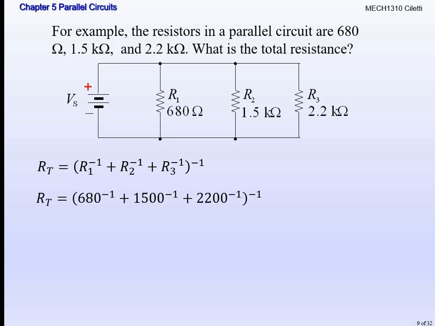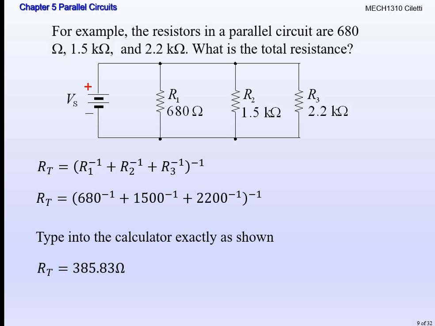So now we're going to substitute in the values of the resistors. So RT is going to be 680 inverse plus 1500 inverse plus 2200 inverse, all inverse. Put it in your calculator exactly as I wrote it right there, okay, and hit enter. You don't put in the RT equals, but everything within parentheses and that to the power of -1, all right, in your calculator. When you get that in, you should be getting approximately 385.83.